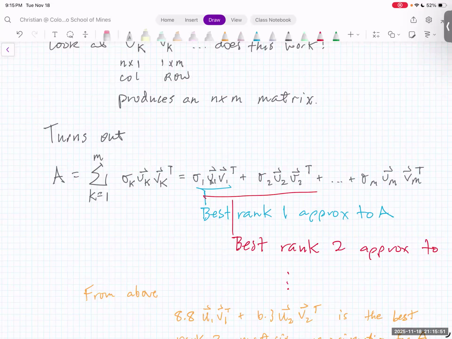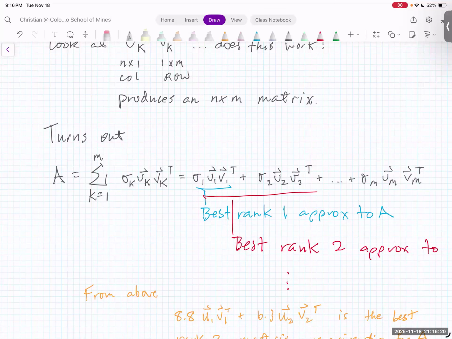If we work that out, we would get a singular matrix. It would be the same size as matrix A, and since we're using one singular value, it would be rank 1, and it would be the best approximation we could get to A using a matrix of rank 1. If we use the first two terms, then we're getting the best approximation to matrix A using a matrix of rank 2, and so forth.